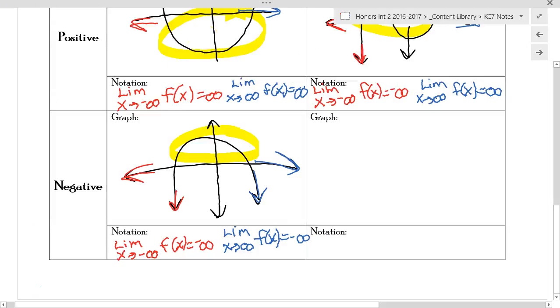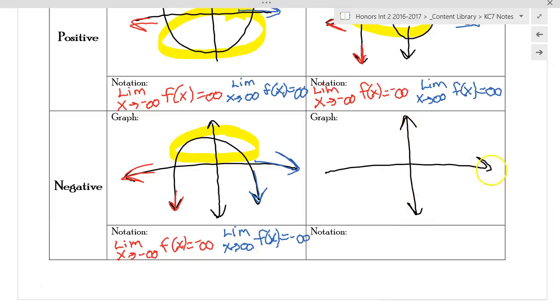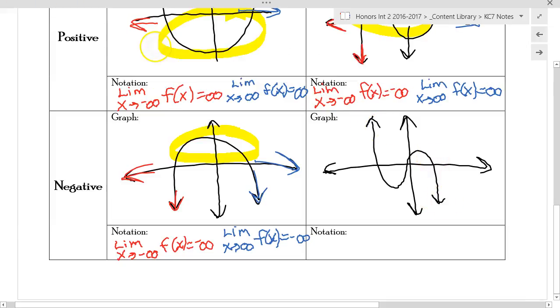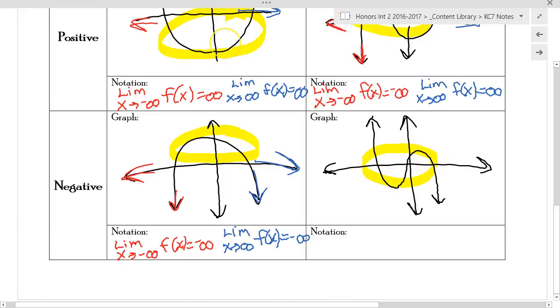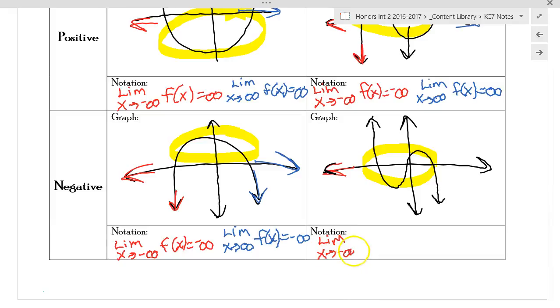Alright, our last one is negative and odd. Your graph will look something like this. Again, it kind of just flips that graph. Again, the middle part can do whatever it wants. It doesn't really matter what that looks like. So if I go to the left, the limit as x approaches, left is negative numbers, so negative infinity, of f of x equals up. Up is positive, so positive infinity.